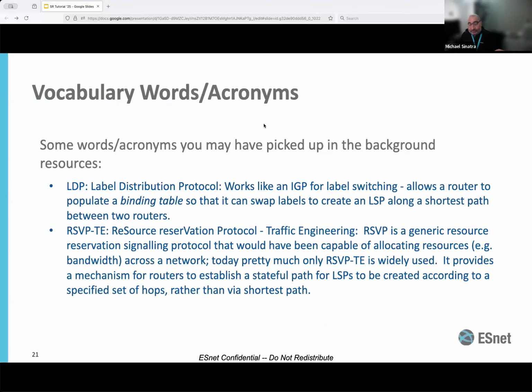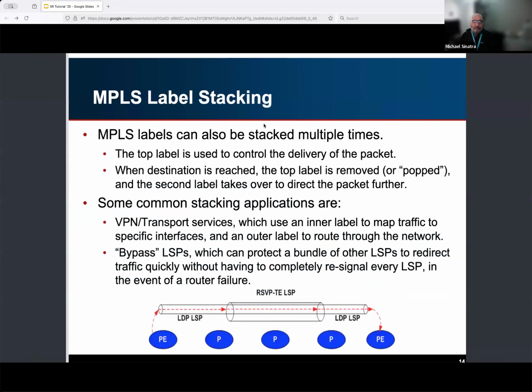So the two big protocols that are used in MPLS are LDP, the Label Distribution Protocol, which basically builds a shortest path database between all nodes in the network that are participating in MPLS. And the other one is RSVP-TE, that involves traffic engineering. I'm not going to talk much about RSVP-TE in this presentation. I'll talk about that more in the next presentation next week.